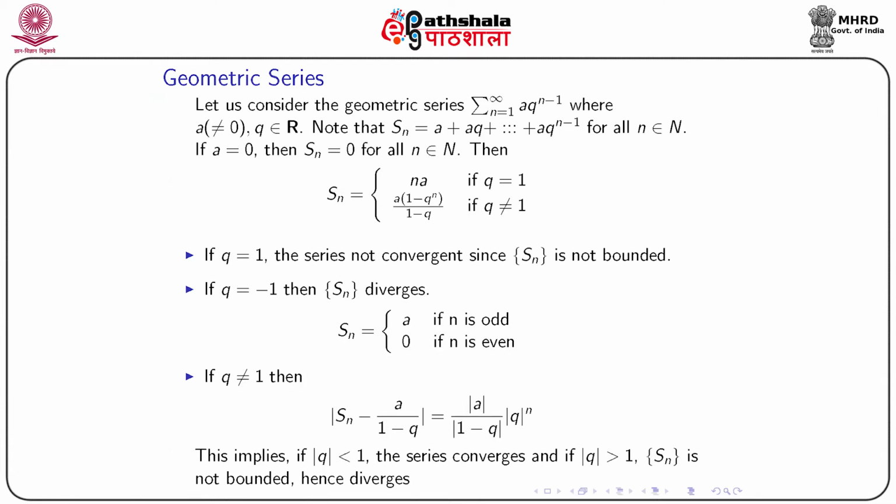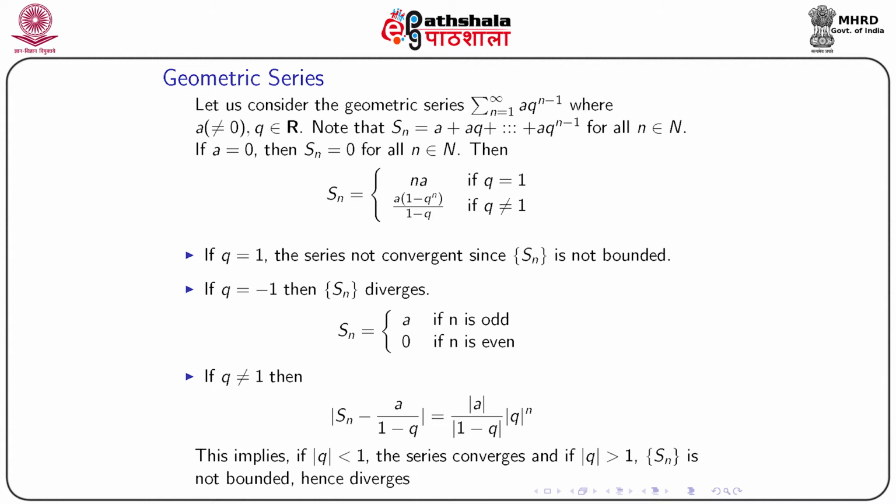Now we will consider one very important series called the geometric series. Let us consider the geometric series of the form sum over n from 1 to infinity of a q to the power n minus 1, where a is not equal to 0 and q belongs to the set of real numbers. So we can write S_n, the nth partial sum, as a plus aq plus aq squared plus up to aq to the power n minus 1, for all n belonging to capital N.